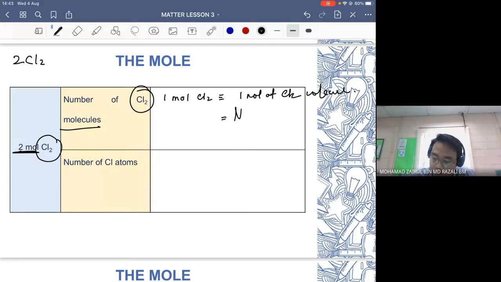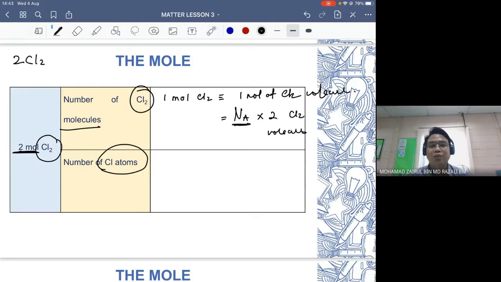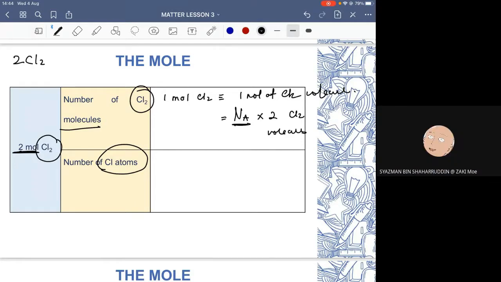So, Avogadro number multiply by 2. And the unit is going to be chlorine molecule. Okay, tapi dalam exam awak jangan tulis Na ni. Awak tulislah dia punya exact value dia. Okay. So, number of chlorine atoms. How many chlorine atoms in 2 mole of chlorine molecule? Ada berapa chlorine atoms? 2.